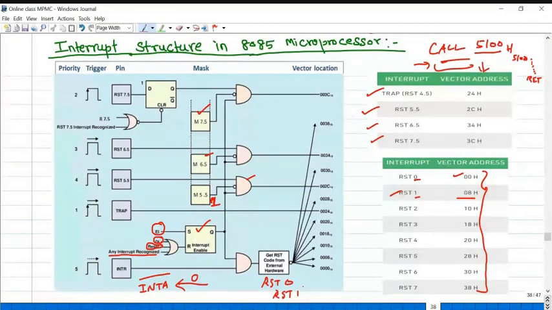So the RST instruction is similar to the call instruction. This is a 1 byte call instruction because we need not mention the address location. The processor will calculate it. The processor knows what the interrupt service routine vector address is. Okay, right. So these are all the basics we discussed in yesterday's class.